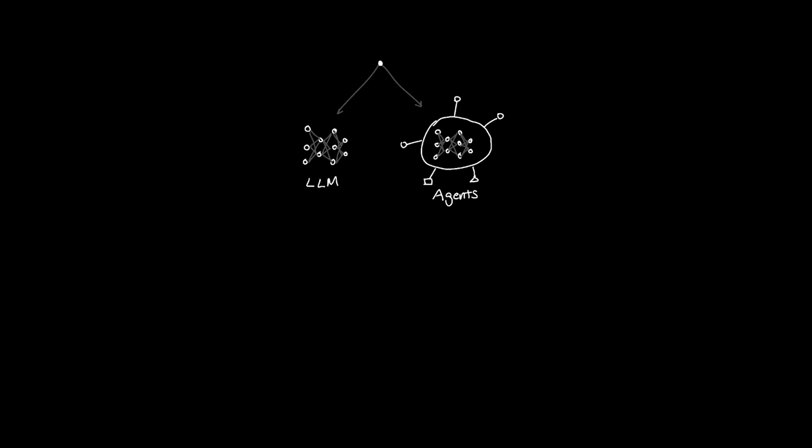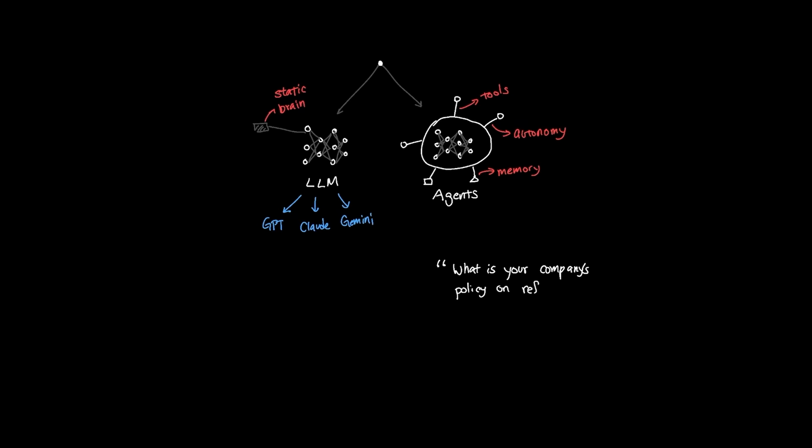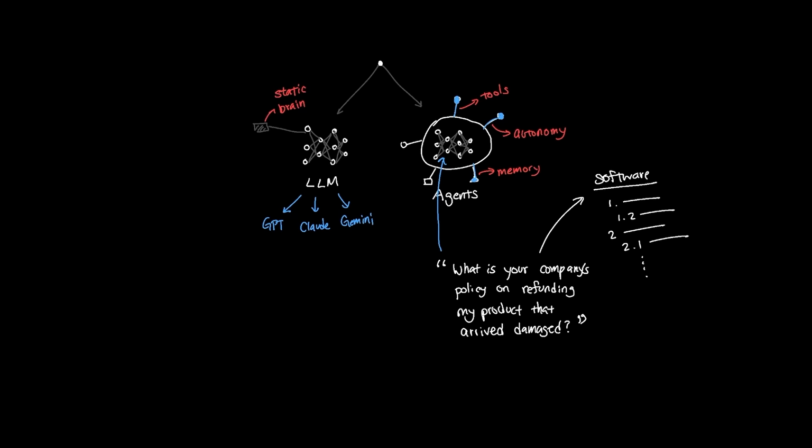When you use large language models like GPT, Claude, and Gemini directly, you're using them as a static brain that can answer questions based on their training data. An agent, on the other hand, has autonomy, memory, and tools to perform whatever task it thinks is necessary to complete your request. For TechCorp's customer support scenario, imagine a customer asks, "What's your company's policy on refunding my product that arrived damaged?" An agent will self-determine how it should answer that request autonomously, instead of traditional software that requires conditional statements that determine how a program should execute.